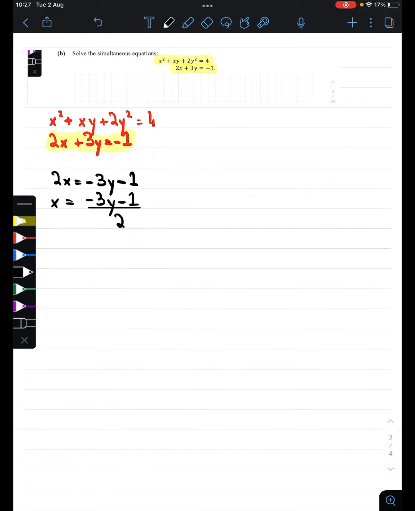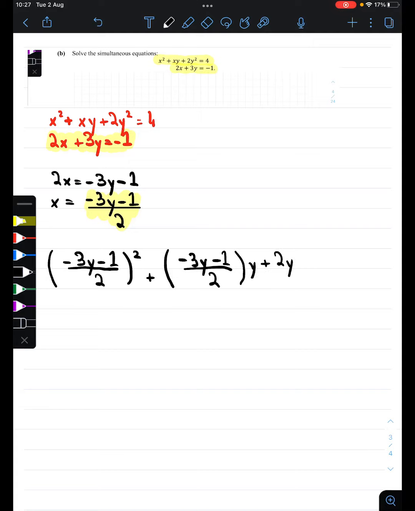Okay, so if we go back to our first equation and we put in this value of x whenever we see x, we get x squared, which is just (minus 3y minus 1 over 2) squared, plus xy, which is just (minus 3y minus 1 over 2) times y, plus 2y squared equals 4.